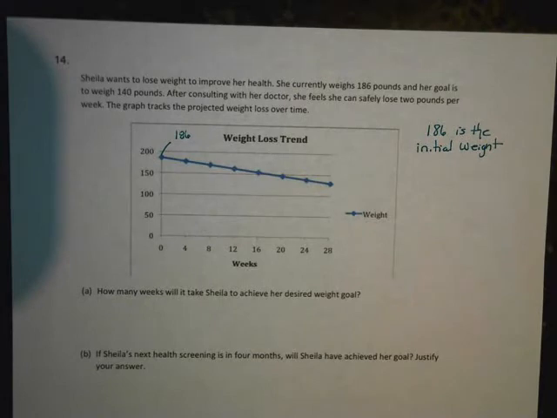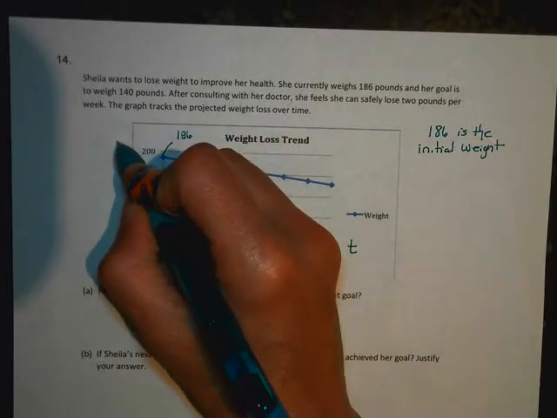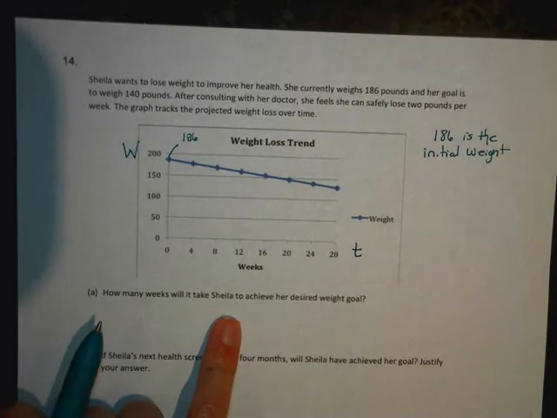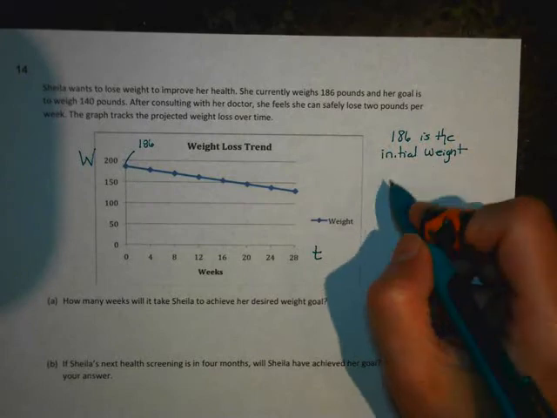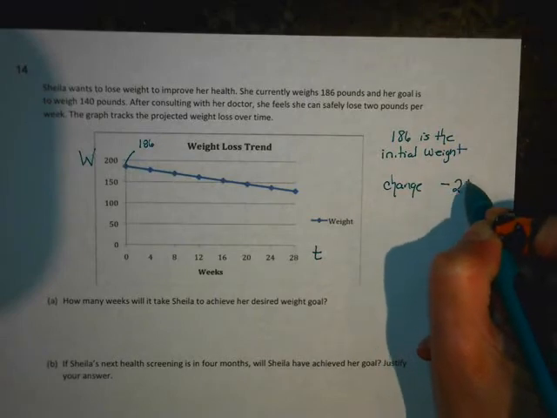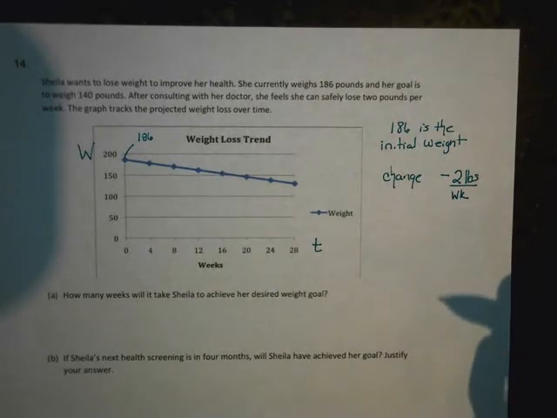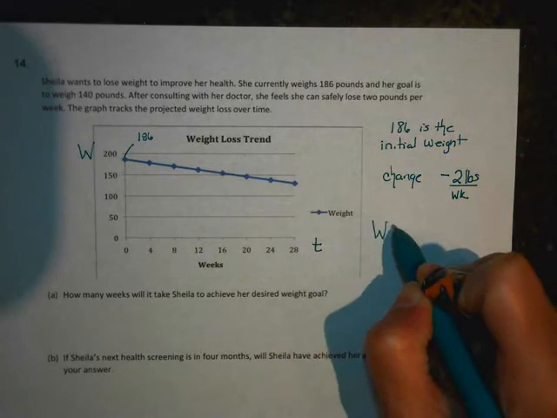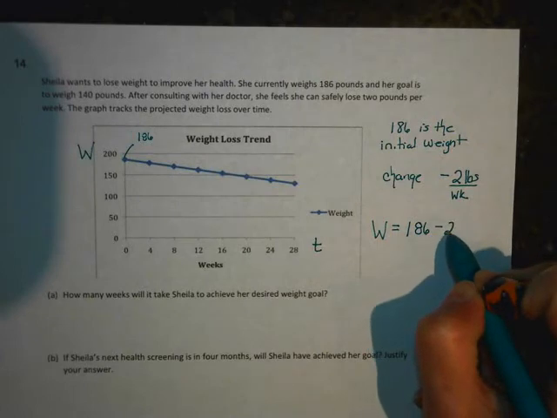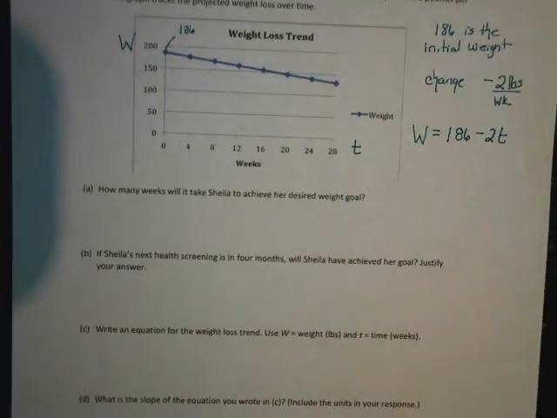Okay, so we're going to have T. If you look at the problem, T is time in weeks, and W is her weight. So how many weeks will it take her to achieve her goal? Well, it says she can lose 2 pounds, so there's our change. Our change is -2 pounds per week. So there's our slope, right? So right there's your line. Her weight is the starting weight plus or minus the change per, in this case, time. So there's her formula. So right there's part C.